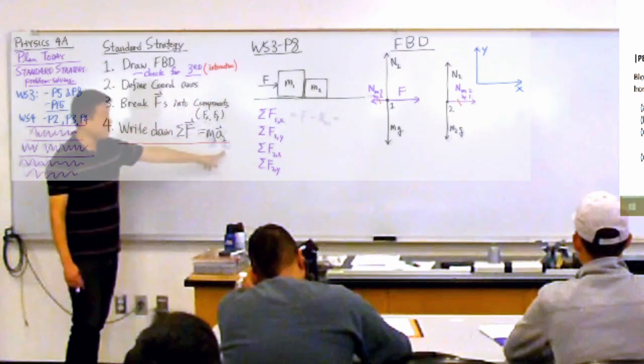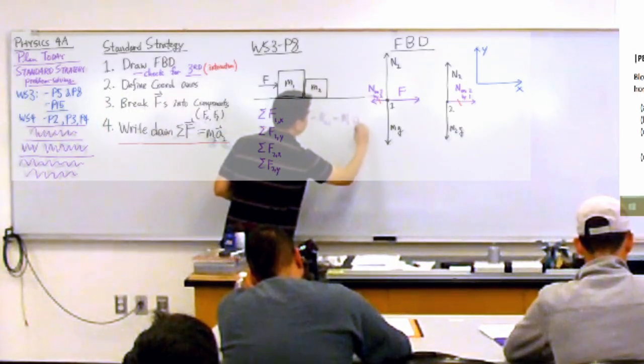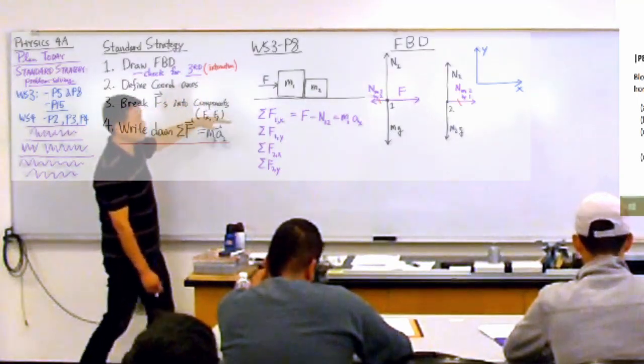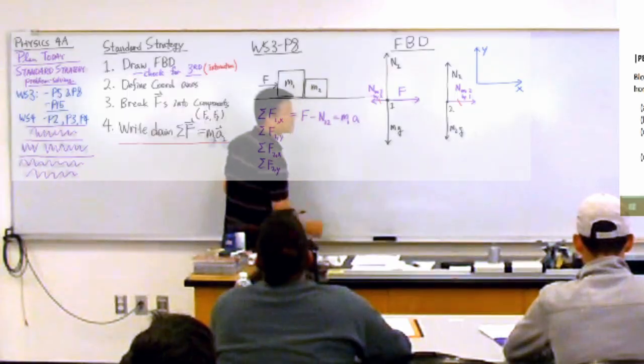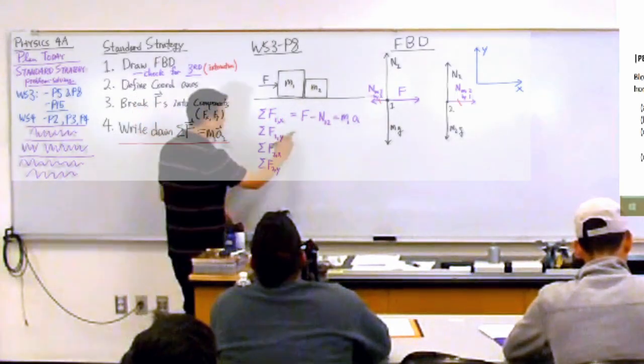Yeah, mass times acceleration. Technically, it's m1 times the x component of the acceleration. But the point of defining the coordinate axis along the direction of acceleration is that this just becomes the whole acceleration. I don't have to worry about x and y components. Okay, y components of the forces.